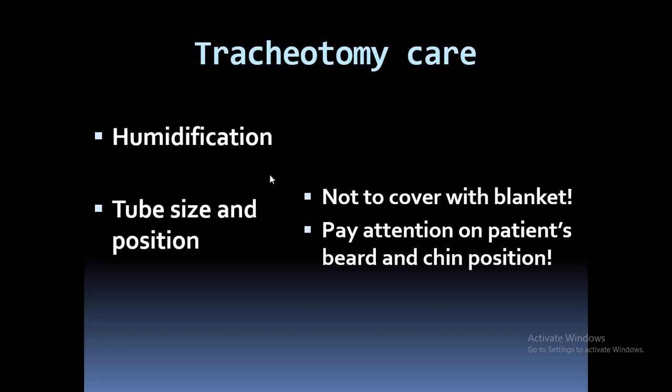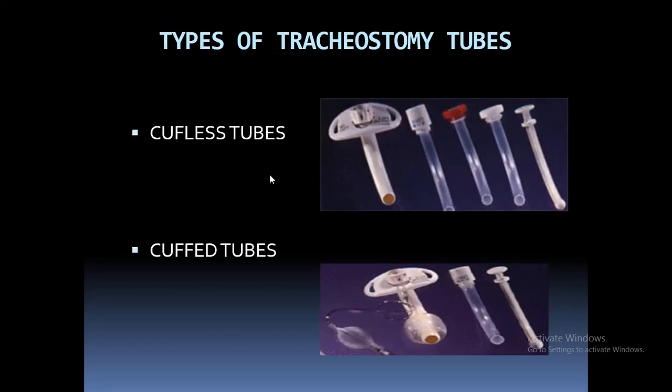Then the tube size and tube position is also very important according to the patient. You should not cover the tracheostomy with a blanket, and you should pay attention to the patient's beard and the chin position. Several types of tracheostomy tubes are available. These are the cuffless tubes, these are the cuff tubes. Metallic tubes are also available, and there are several tubes with inner cannula also.